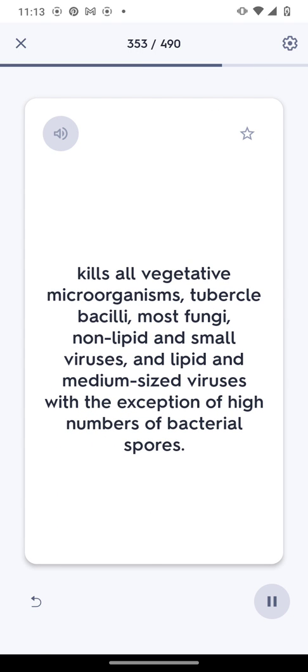High-level disinfection kills all vegetative microorganisms, tubercle bacilli, most fungi, non-lipid and small viruses, and lipid and medium-sized viruses, with the exception of high numbers of bacterial spores.